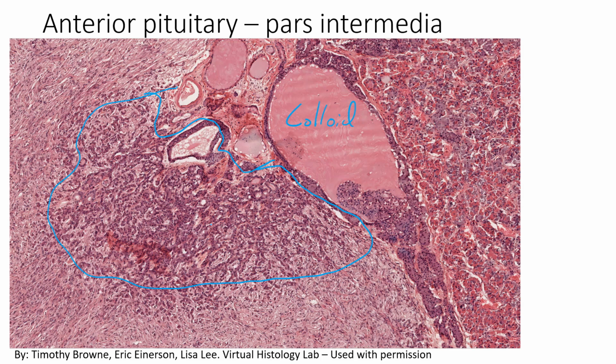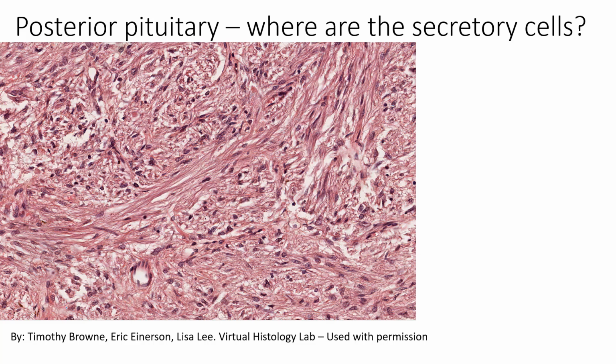Now let's go look at the posterior pituitary. All this tissue out in here, and you're going to see it looks very, very different. I'm going to go ahead and switch to a yellow pen. And here we go. What do you guys see in terms of secretory cells? I don't see none. Nobody sees any. There aren't any secretory cells to be seen in the posterior pituitary.